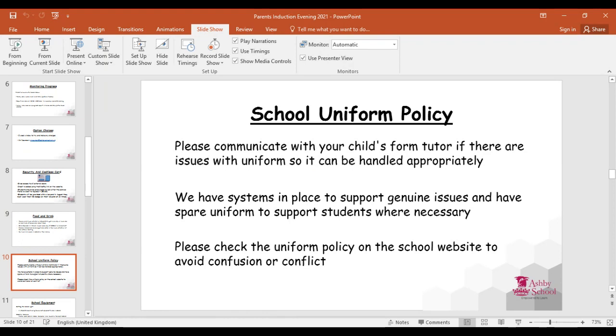All the uniform policy is on the school website to be seen, but if there are any queries, do pop us an email and we'll get back to you with regards to that. Obviously, I'll go on to PE kit as well now.